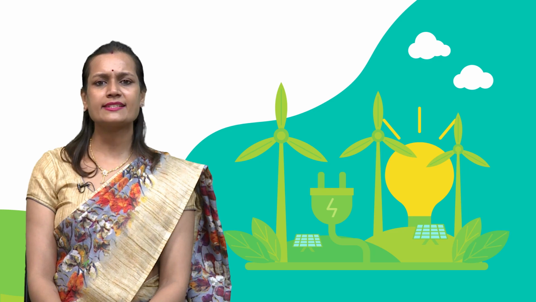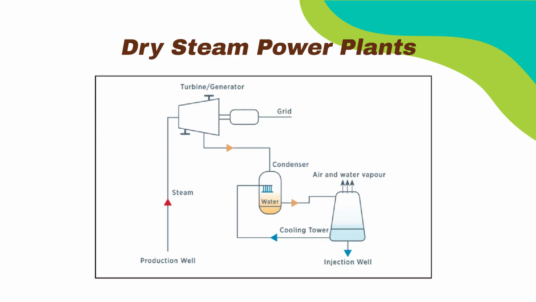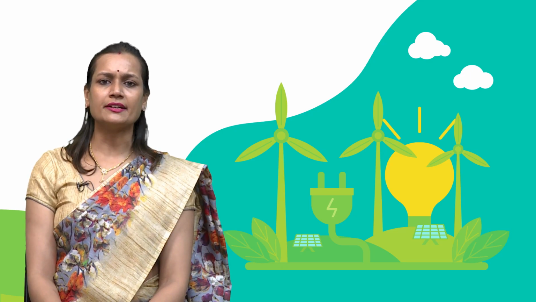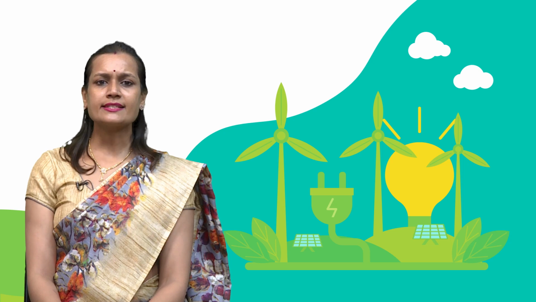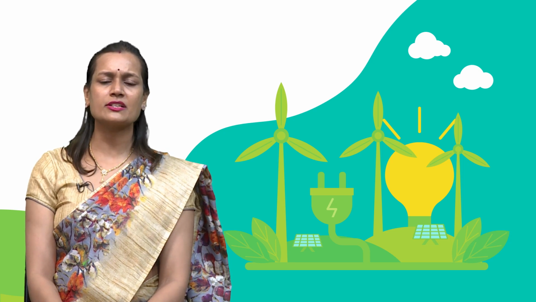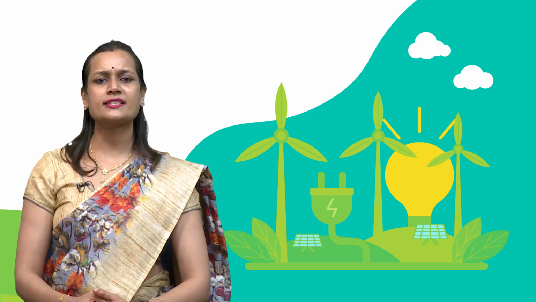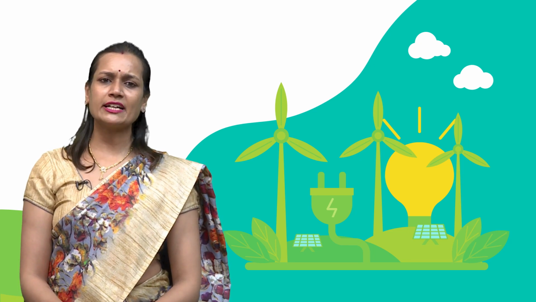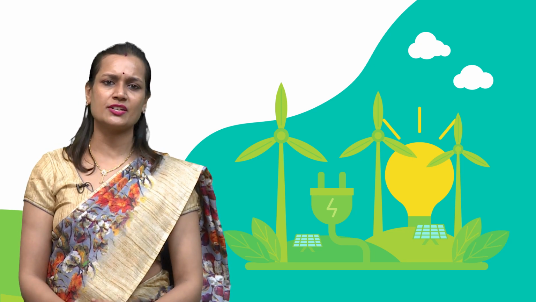Number 1, dry steam power plants. Dry steam power plants are the simplest type of geothermal power plants. They use high temperature steam from underground reservoirs to turn turbines and generate electricity. Steam is extracted directly from geothermal wells and channeled to a turbine which drives a generator to produce electricity. Dry steam power plants require geothermal reservoirs with a high pressure steam source. They are most effective in areas with ample high temperature steam.